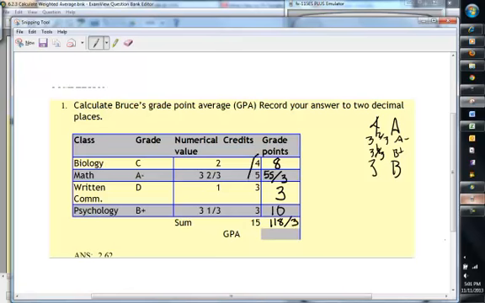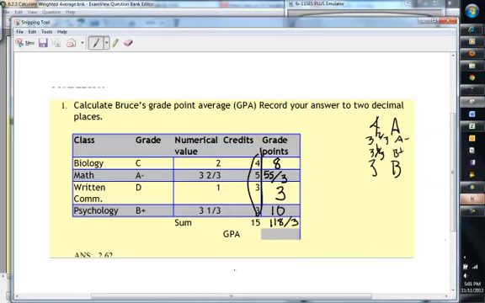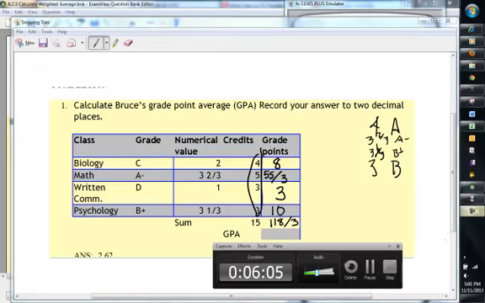We divide that by the number of credits. They add up to 15, so we're going to take our answer and divide it by 15, and we get 118 over 45. S to D is 2.62222, and so on. So that's how you calculate weighted average.